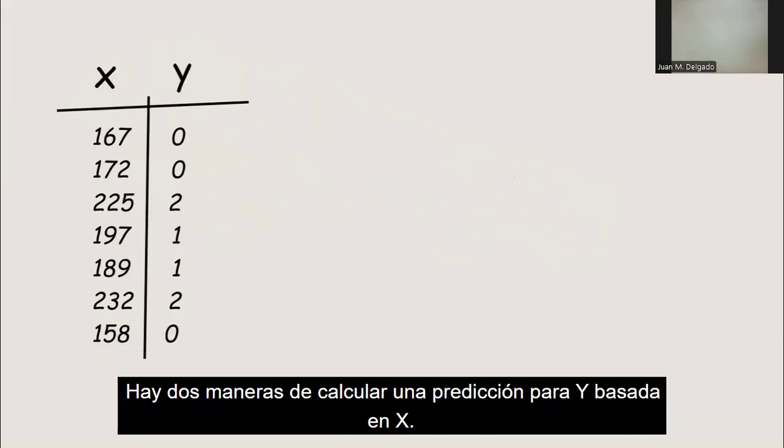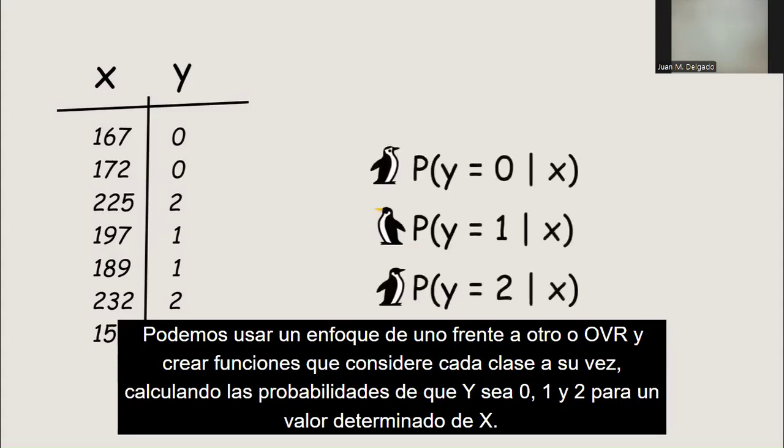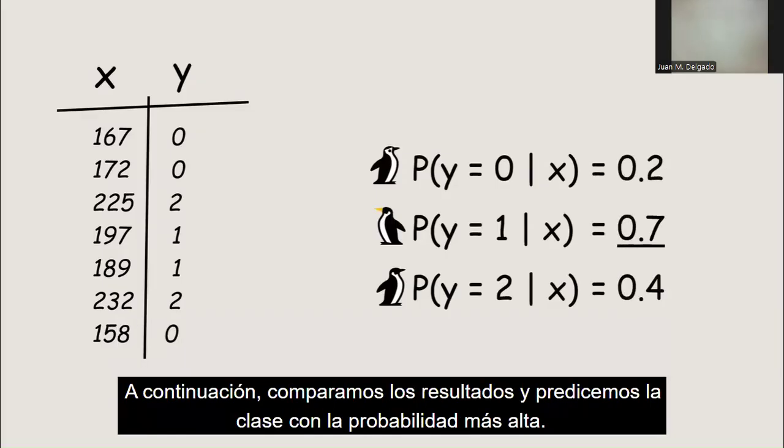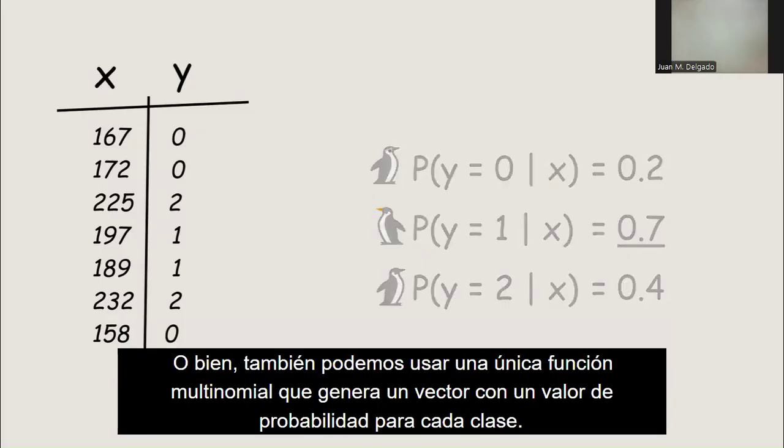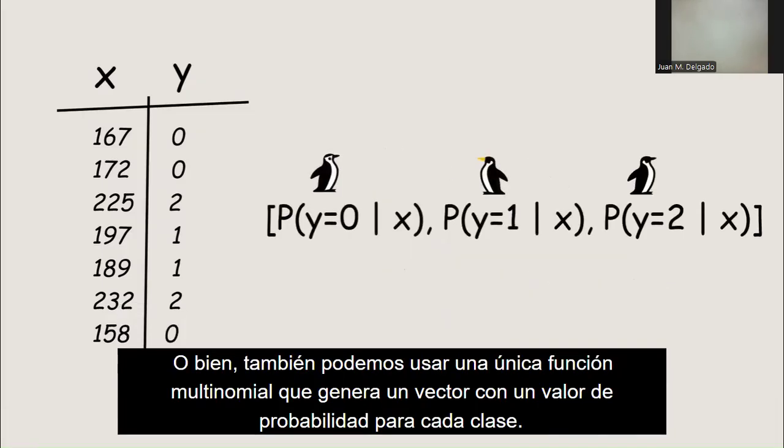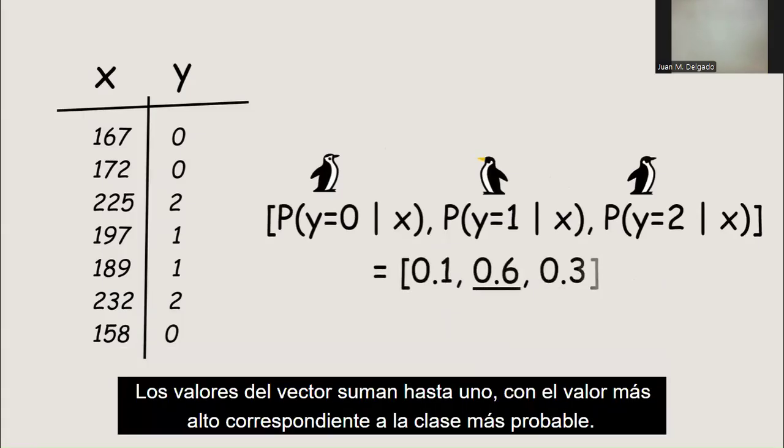There are two ways we can calculate a prediction for Y based on X. We can use a one versus rest or OVR approach and create functions that consider each class in turn, calculating the probabilities that Y is 0, 1, and 2 for a given value of X. We then compare the outcomes and predict the class with the highest probability. Or we can also use a single multinomial function that produces a vector with a probability value for each class. The values in the vector add up to 1, with the highest corresponding to the most probable class.